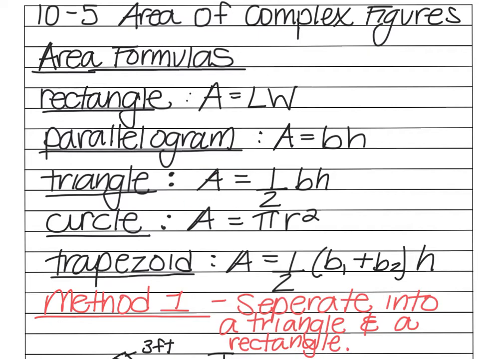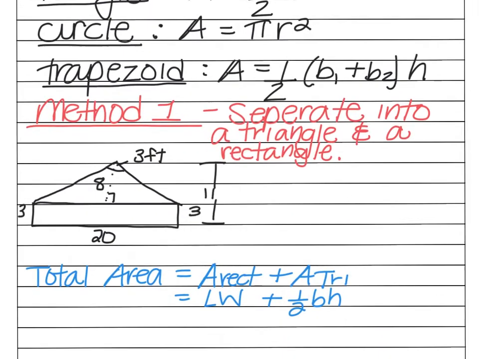Triangle is area equals 1/2 base times height, or you can think of this as base times height divided by 2. Circle is area equals pi r squared. Trapezoid area is 1/2 your base 1 plus your base 2 times your height. So let's put these into practice.